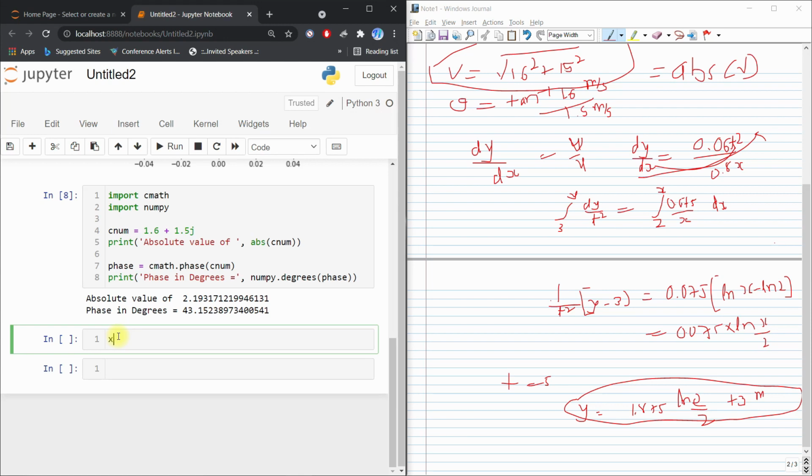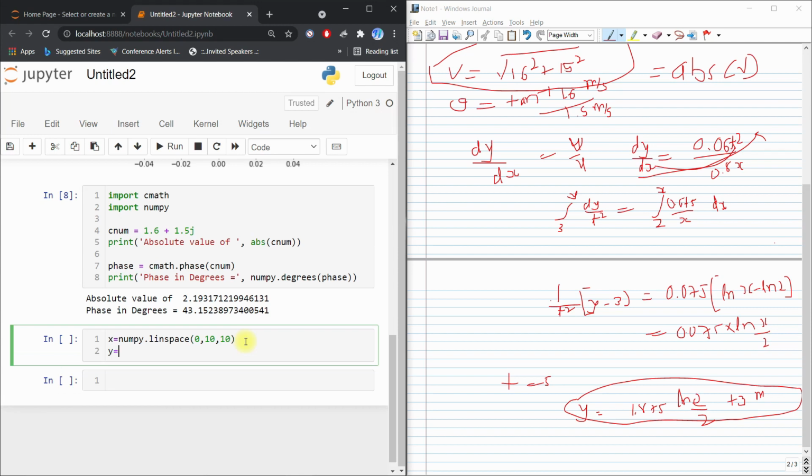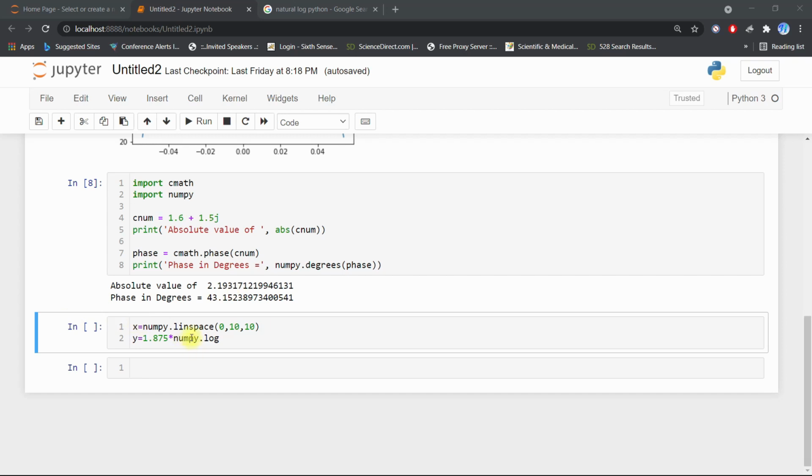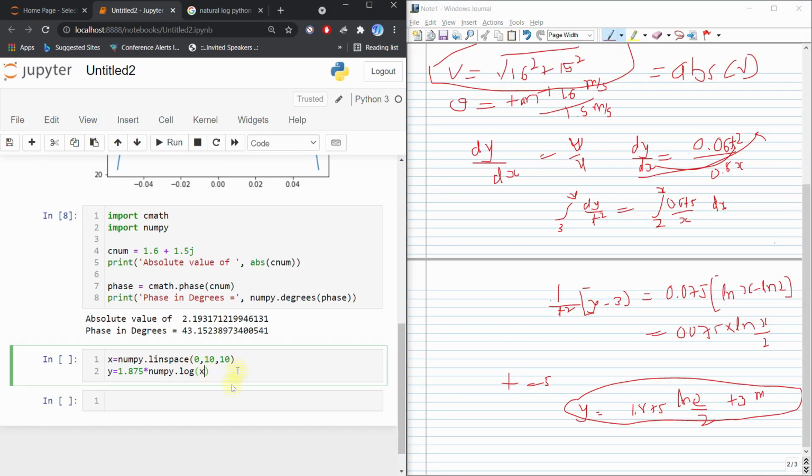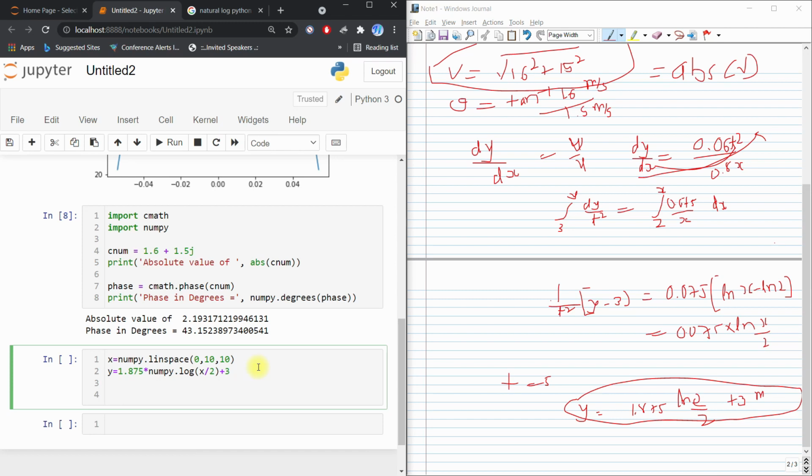Now I will write x is equal to numpy.linspace. I will start with 0 and end with 10, and divide it into 10 divisions, and y is equal to 1.875 multiplied by numpy.log of x, divided by 2, plus 3, this is in meter, and we will use plt.plot of x comma y.